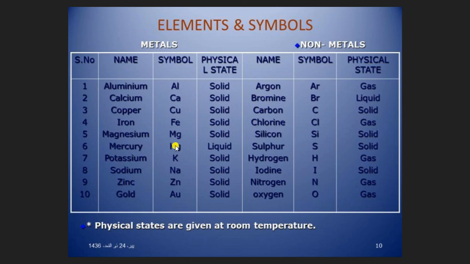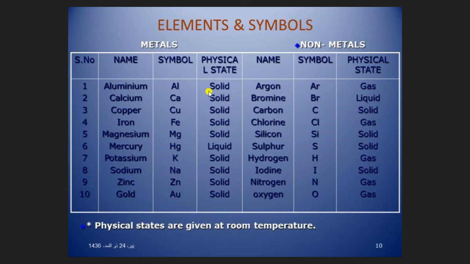Another rule is that some of them come from the Latin names. Mercury's Latin name is hydrargyrum, and for potassium, K is given because of kalium. Sodium has been taken from natrium, Na. Gold is known as aurum in Latin, so they have taken Au. Then argon, bromine, carbon C, chlorine Cl, silicon Si, sulfur S, hydrogen H, iodine I, nitrogen N, and oxygen O.